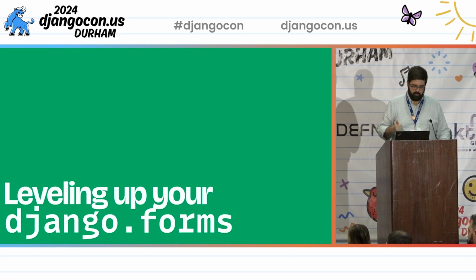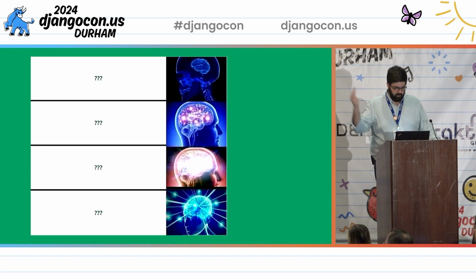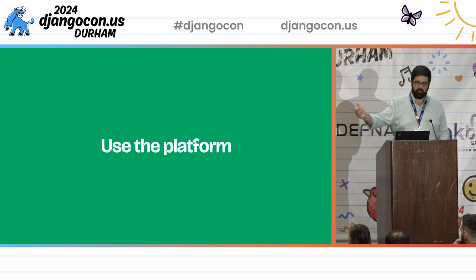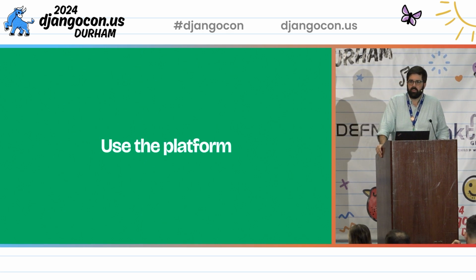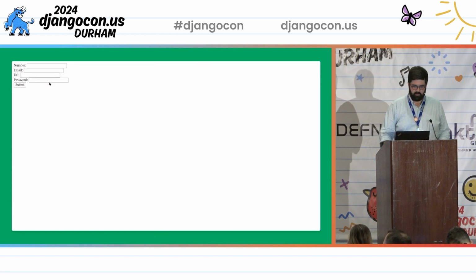Okay, so now we're going to talk a little bit about leveling up your Django forms with a couple modern, new additions. We're going to go through 4 levels. First up, this is an easy one. Use the platform that we all use, the web platform. What does this mean? Of course, it's all the input types that we get out of the box with HTML. You type number, email, URL, and password. Those are some of the most common ones.